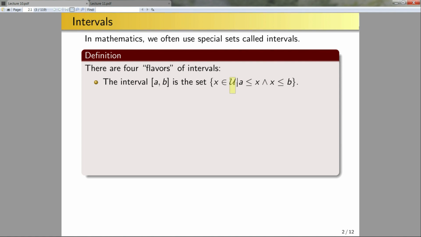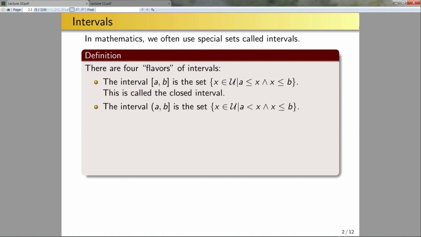So here U will depend on the context. It could be real numbers, it could be integers, it could be rational numbers. Those are the most common sets that we use. But technically you could define an interval of any objects as long as this less than or equal to sign is well defined. So now what do we call this interval? Well, this is our friend the closed interval.